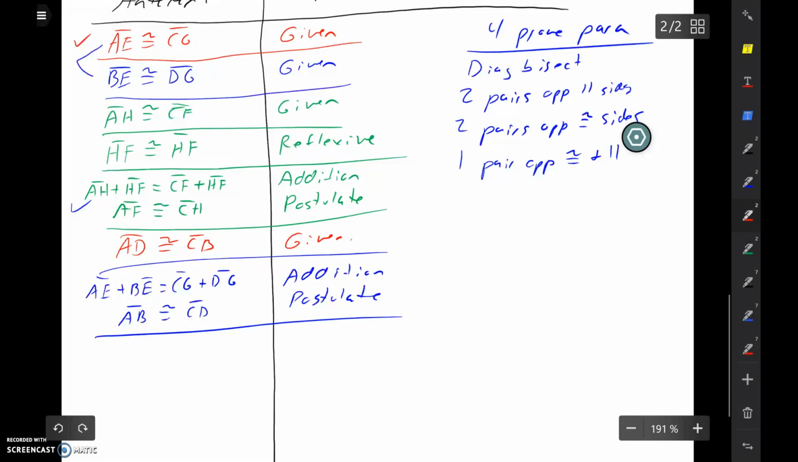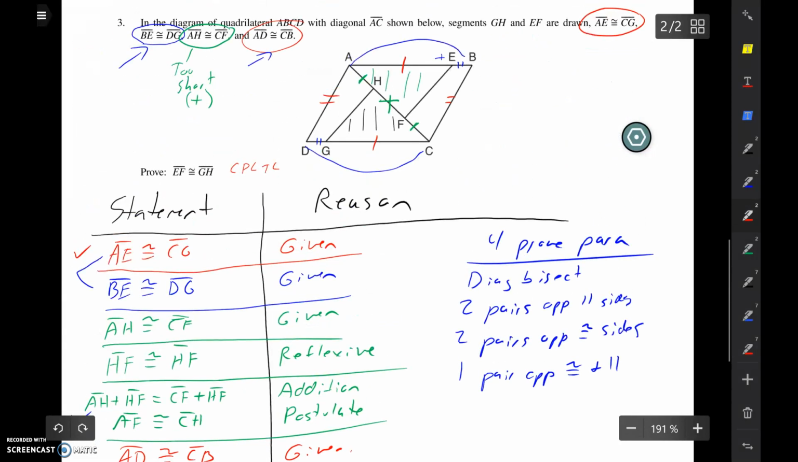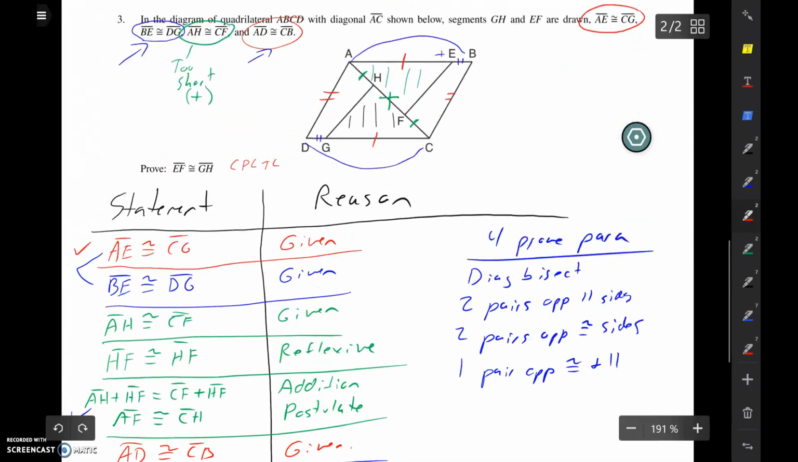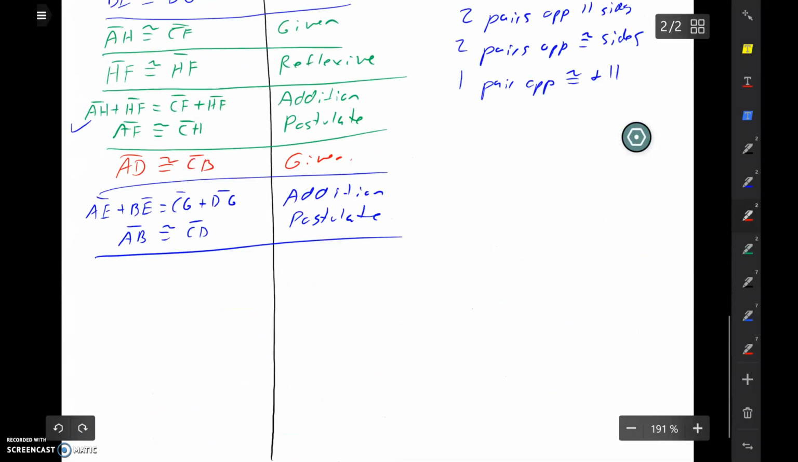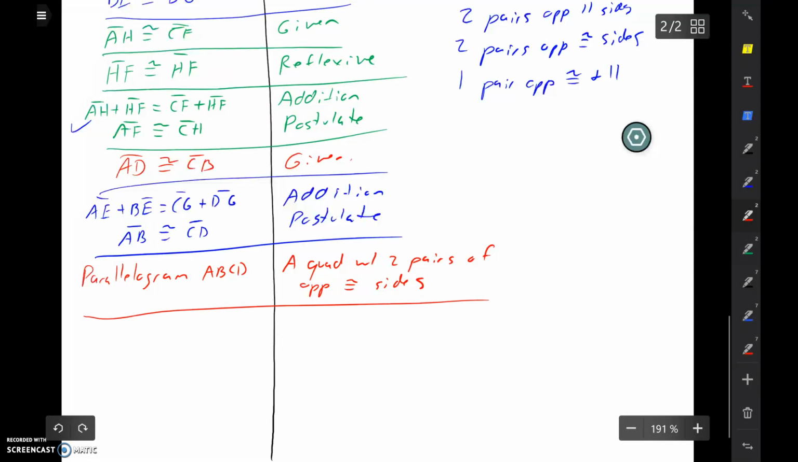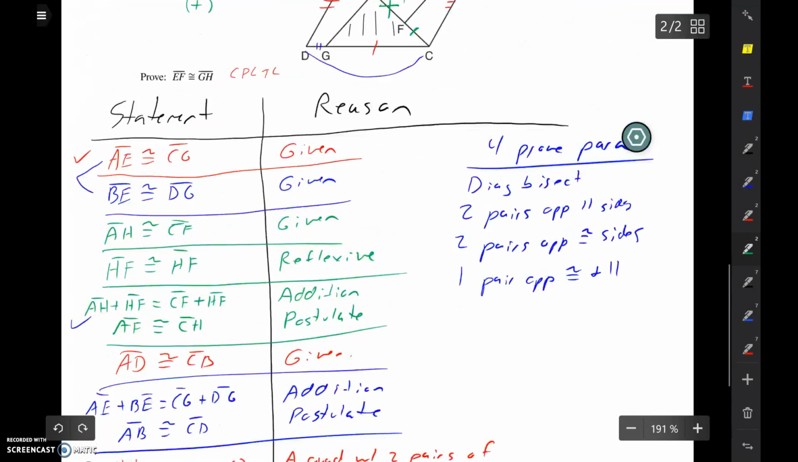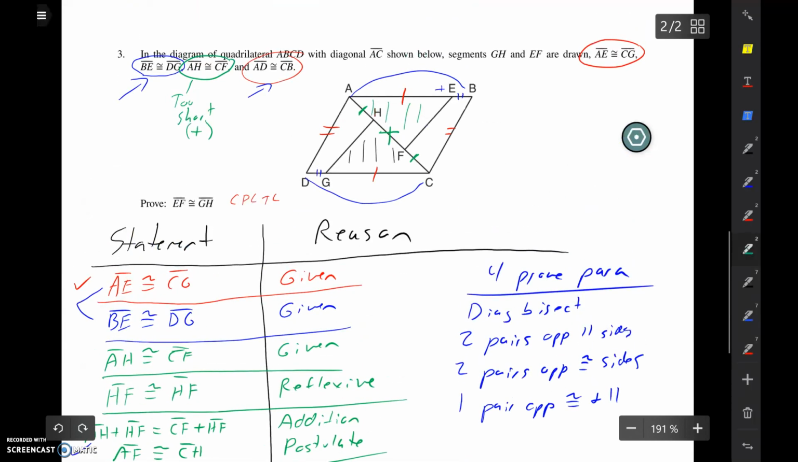And now what we can do is, because now we were given that complete side, now we have this complete side, that complete side, we could say this is parallelogram ABCD because it is a quadrilateral with two pairs of opposite congruent sides. And if I'm going too fast for you, please pause the video at any time, catch up, think about what's happening here.